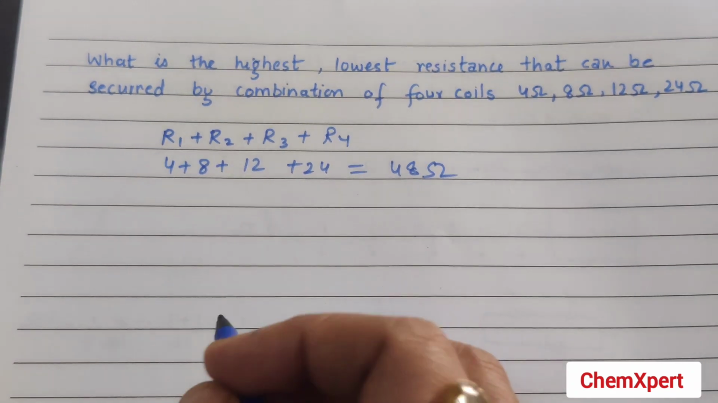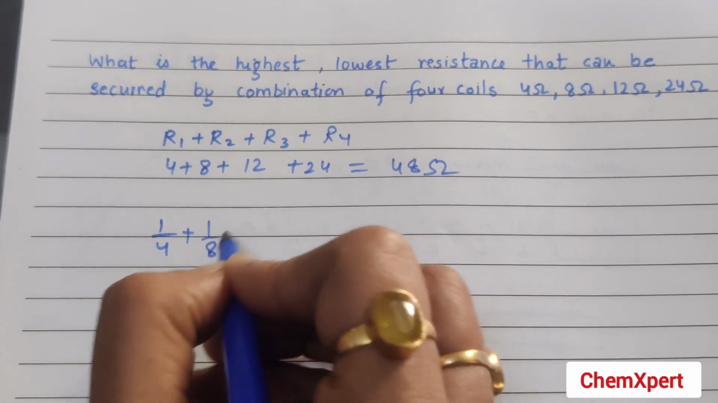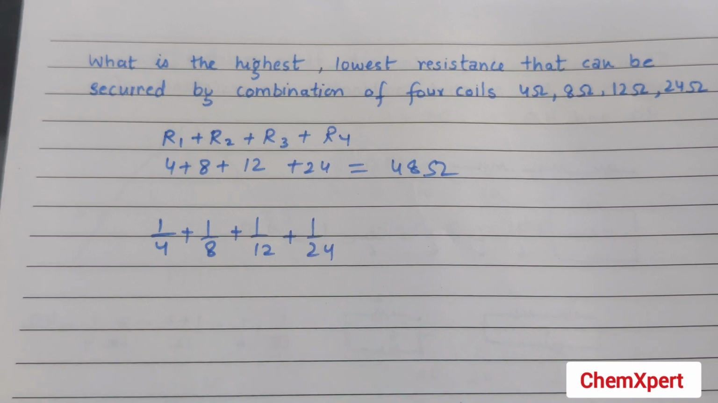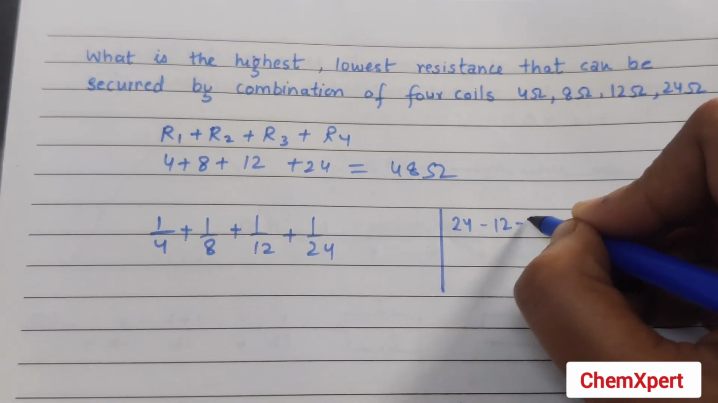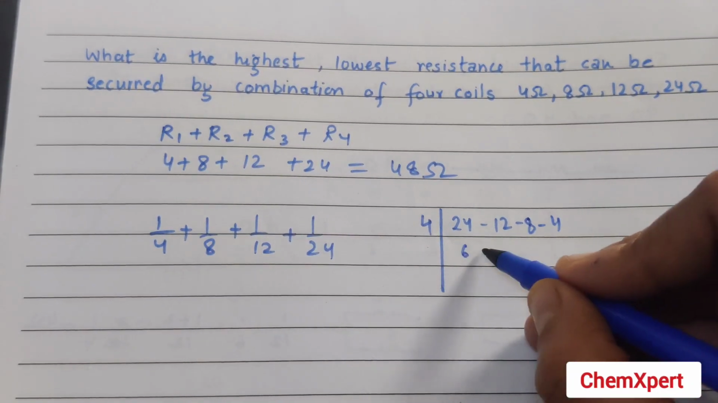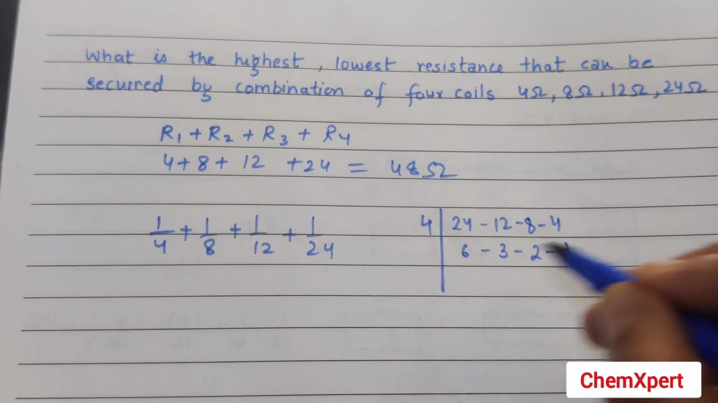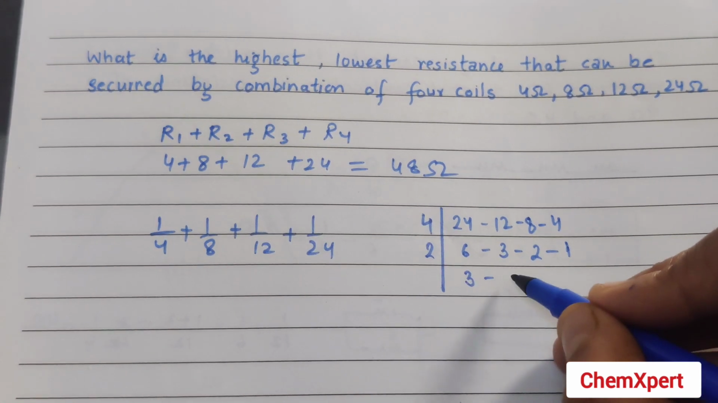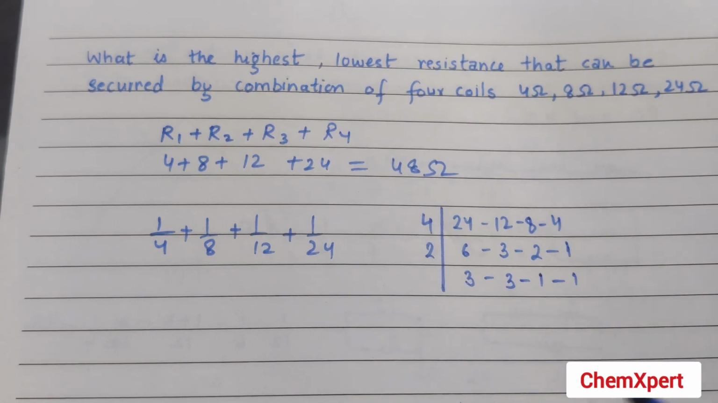Now the next, how do we get the lowest? When we connect all of them in parallel. 1 upon 4, 1 upon 8, 1 upon 12, 1 upon 24. So we will take the LCM first here. 24, 12, 8, 4: 4 sixes are 24, 4 threes are 12, 4 twos are 8, 4 ones are 4. Then 2 will be the LCM, 2 threes are 6. Here it will become 3. Here it will become 1. Here it will become 1.